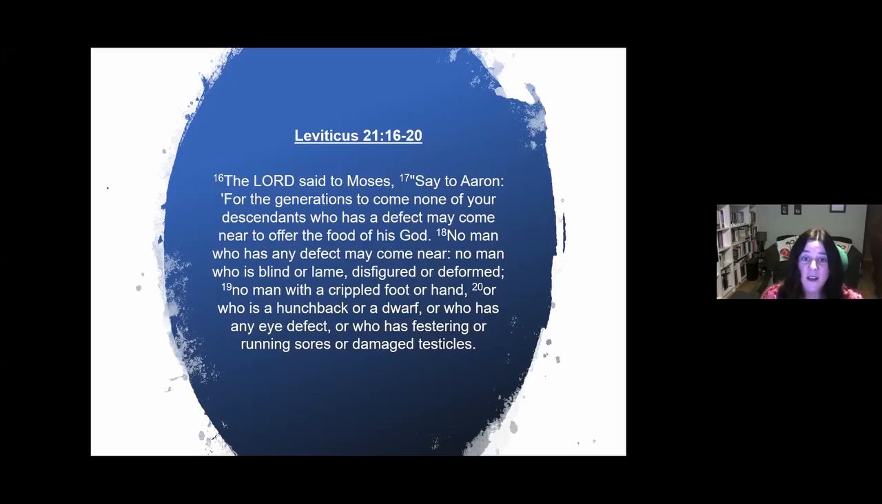And it states, "The Lord said to Moses, say to Aaron, for the generations to come, none of your descendants who has a defect may come near to offer the food of his God. No man who has any defect may come near, no man who is blind or lame, disfigured or deformed, no man with a crippled foot or hand, or who is a hunchback or a dwarf, or who has any eye defect, or who has festering or running sores or damaged testicles." A detailed list of people to be excluded. And what's clear from this is the othering of disabled people and the exclusion of them from, in this case, religious ceremonies.